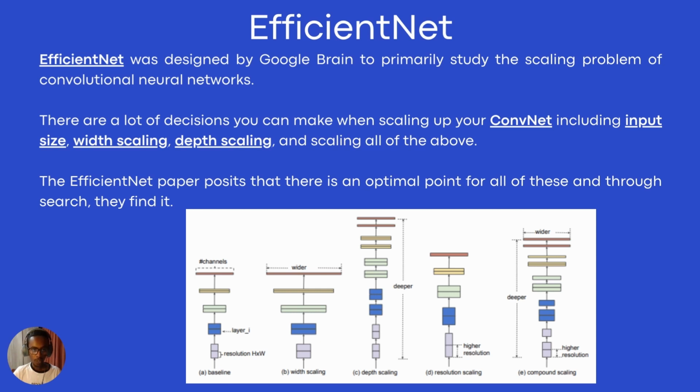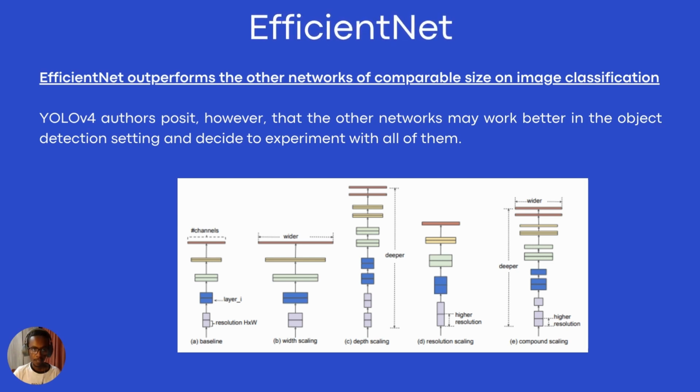So what they did was, instead of scaling the resolution, the width, and the depth randomly, they tried to select parameters that are going to scale the network efficiently without costing them a lot in terms of computation. So EfficientNet outperforms the other networks of comparable size on image classification.